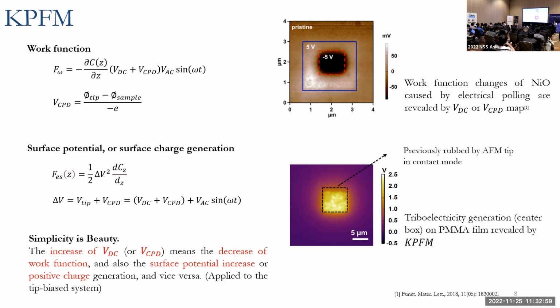Okay, so for most SPM users, simplicity is the beauty. So here is my liquid tape for a quick KPFM data analysis. That is, the increase of the DC or CPD means the decrease of the work function and also the surface potential increase, or positive charge generation. But before you use these tips, make sure to check if your system is tip-based or sample-based.